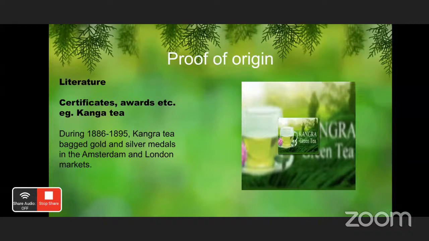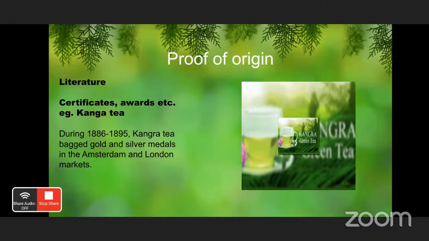Because in our Northeast India, we are very rich in traditional knowledge, but we have some oral tradition. For example, in Assam, the Missing tribe, they're mostly oral tradition. There is no written history like that. So in that case, it becomes difficult for us to file a GI application. But sometimes what we can do, we can produce the certificates, awards, etc. also in order to establish the proof of origin.